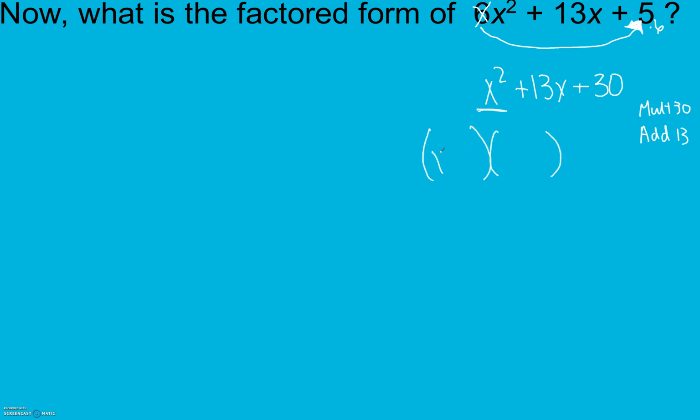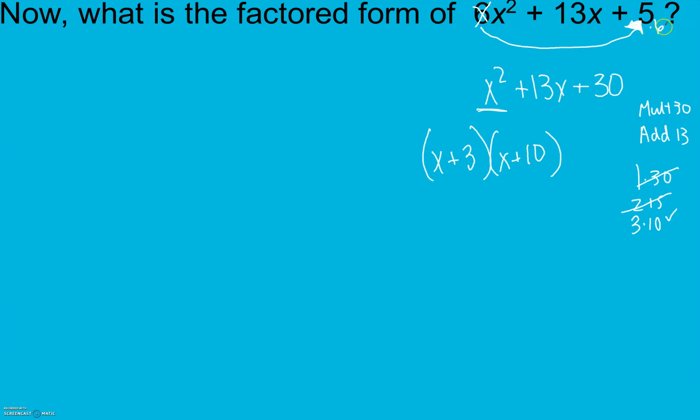To multiply to x squared is x times x. Our options here: 1 and 30, but that doesn't add to 13. 2 and 15 doesn't add to 13. It subtracts there, but keep in mind we're adding to 13. 3 times 10 is what we're looking for. Since we found the sum, our signs are going to be the same and they're going to match the middle here. 3 and 10. But we're not done.